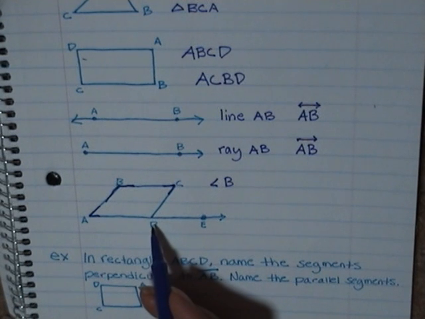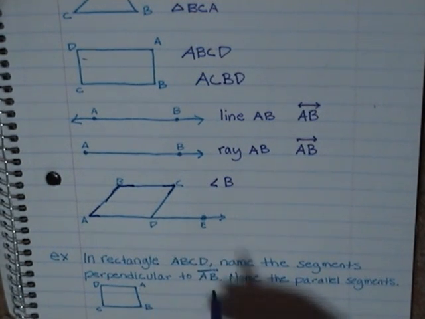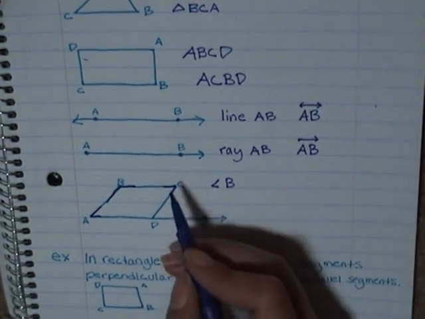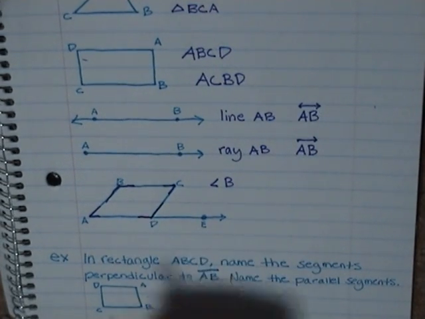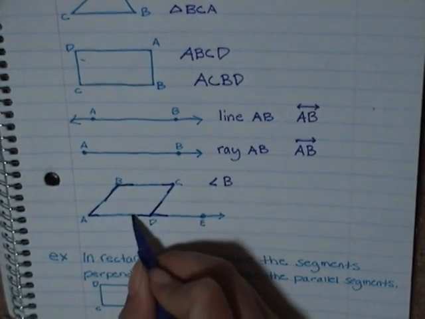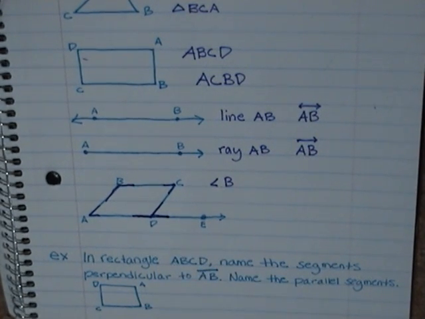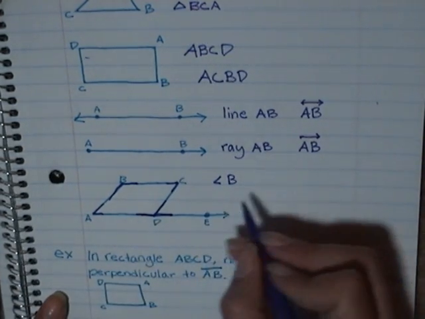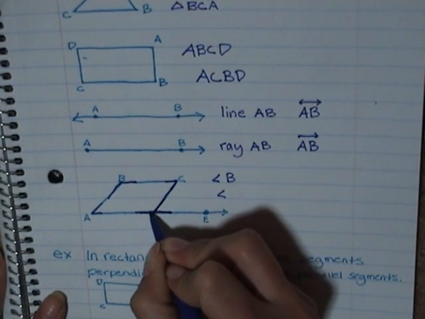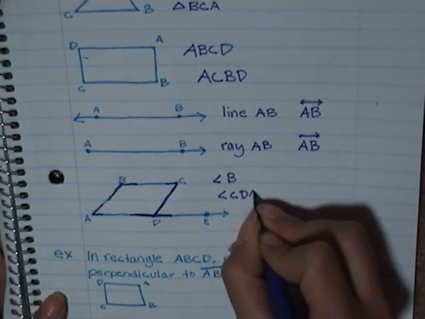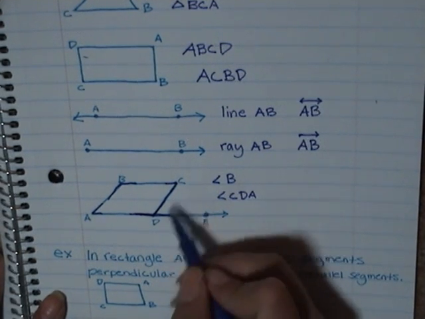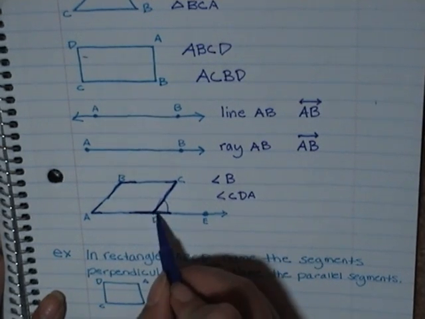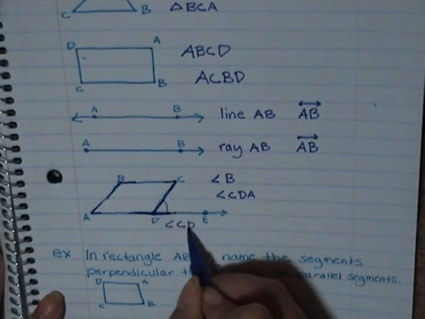Now, if I look at angle D, I could not just write down angle D, because if you see, there are actually a few different angles that could be called angle D. Right here, this could be angle D, this could be angle D, and this straight line could be angle D. So, if we are going to name angle D, we have to be more specific. So we would say angle CDA. And if I wanted to talk about this angle over here, I would say angle CDE.